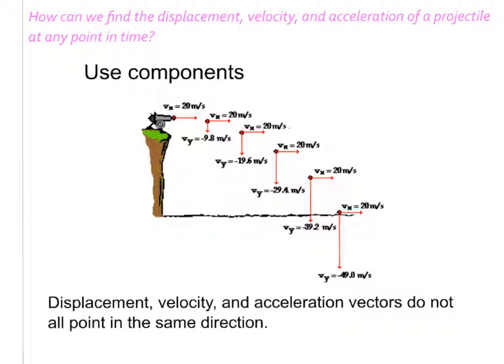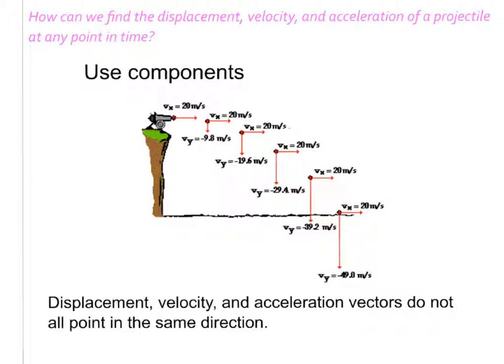So first, let's look at that first question about displacement, velocity, and acceleration of a projectile. And why is it interesting or any different than any other problem? Well, just think about, let's look at this little cannon here. It's launching, boom, directly horizontally. Its initial velocity is 20 meters per second in that horizontal direction.